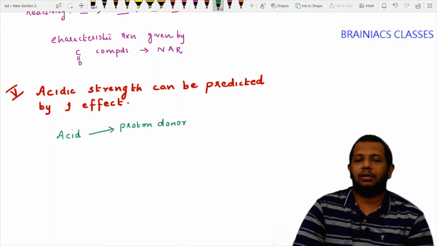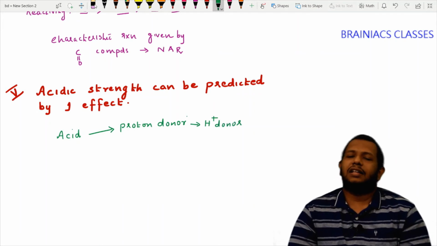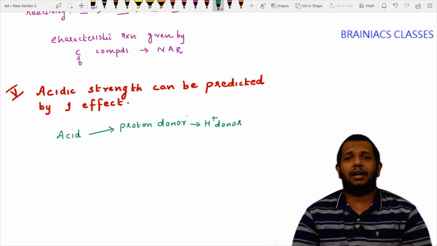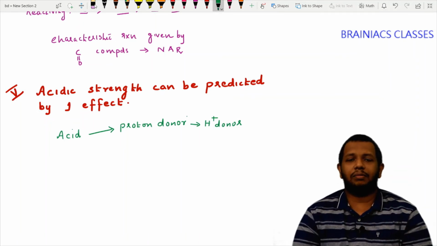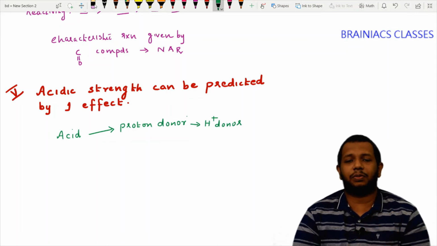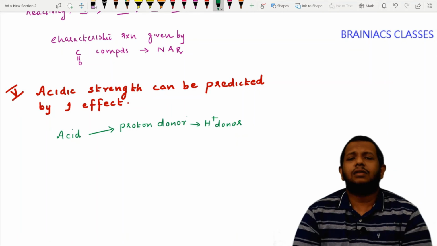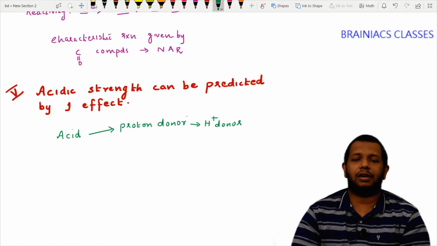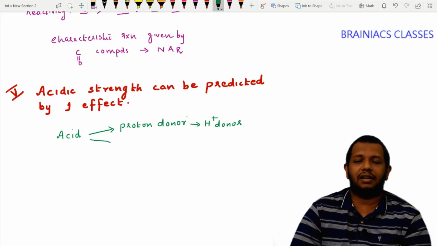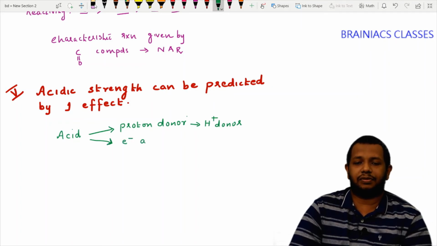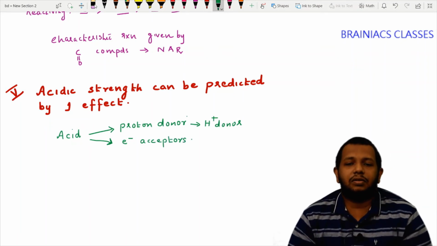Proton donor. So what is basically a proton donor? That means H plus donor. Correct? H plus is a proton. There are many definitions you could see in the chapter, in ionic equilibrium as well as in chemical bonding, with respect to how you define an acid. So we will take here the basic definition as an H plus donor, or the other one, we can say, electron acceptors. Okay. So this is the basic definition.